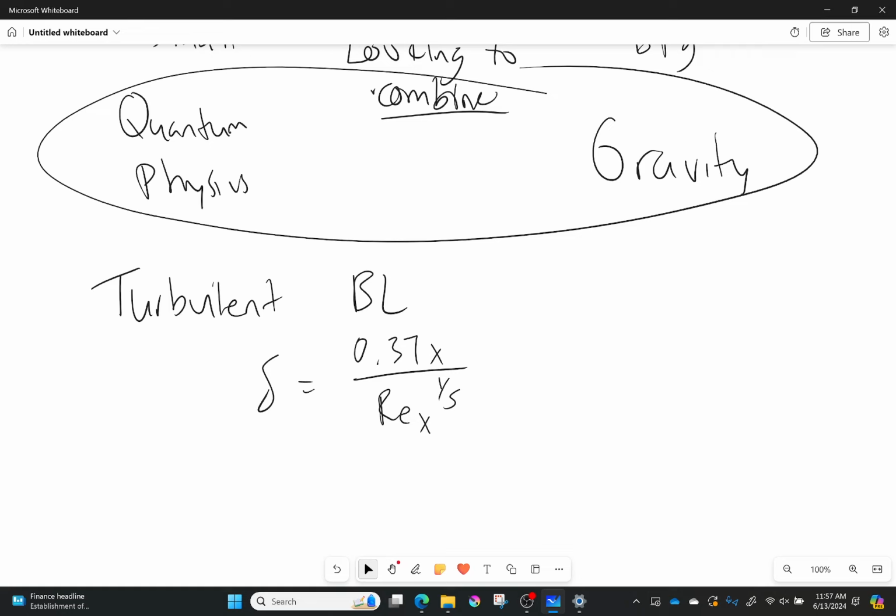The second one is my skin friction coefficient, which is equal to 0.074 over my Reynolds number, this time based on c, to the fifth power. This one is based on the chord, while the other is based on my position in the x direction. The reason it's based on the chord is that this is the overall skin friction coefficient, not the individual one at that point. That's why it's a c there and an x there. Be careful about that.